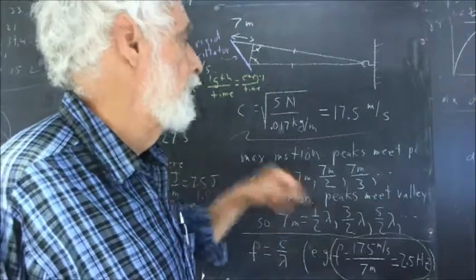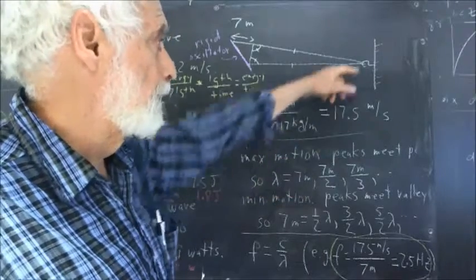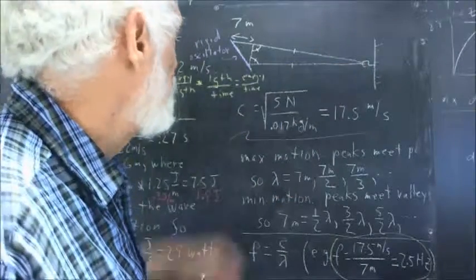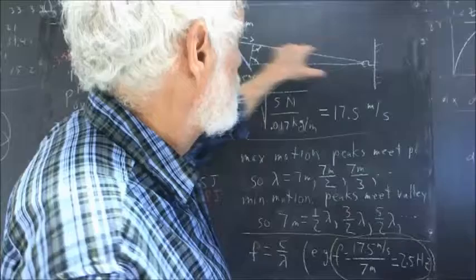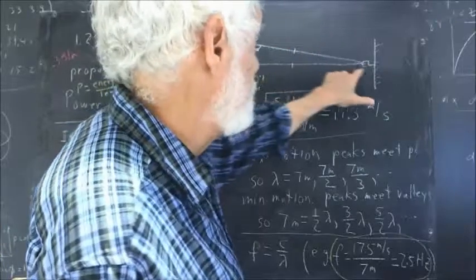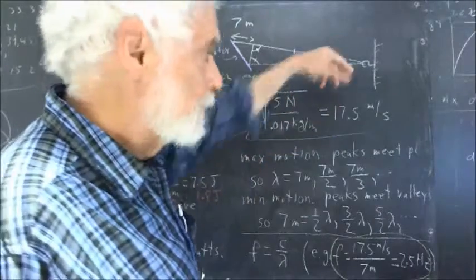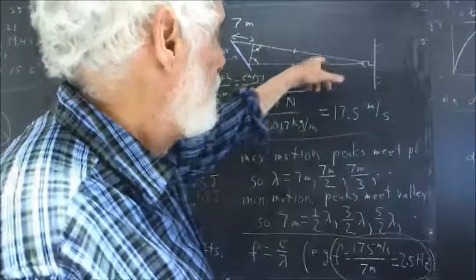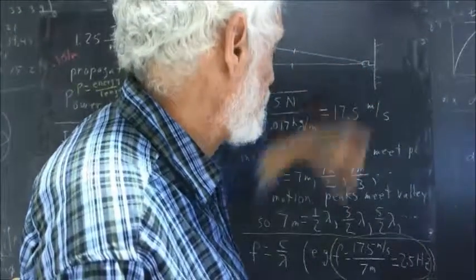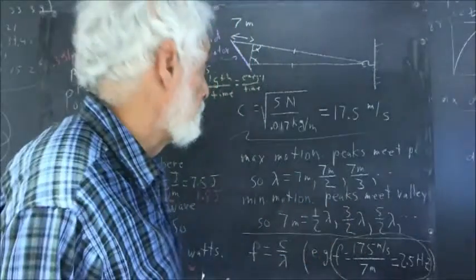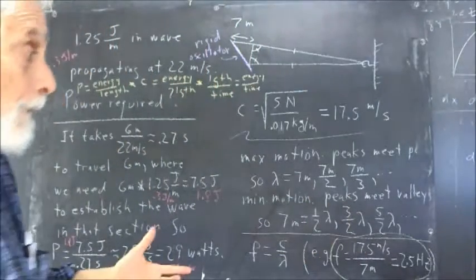Okay, now if we want to get maximum motion at the bungee cord, we want peaks of the wave in one string to meet peaks in the other. If we want minimum disturbance of the bungee cord, we want peaks in one to meet valleys in the other so that they cancel out. Now, how's that going to happen?